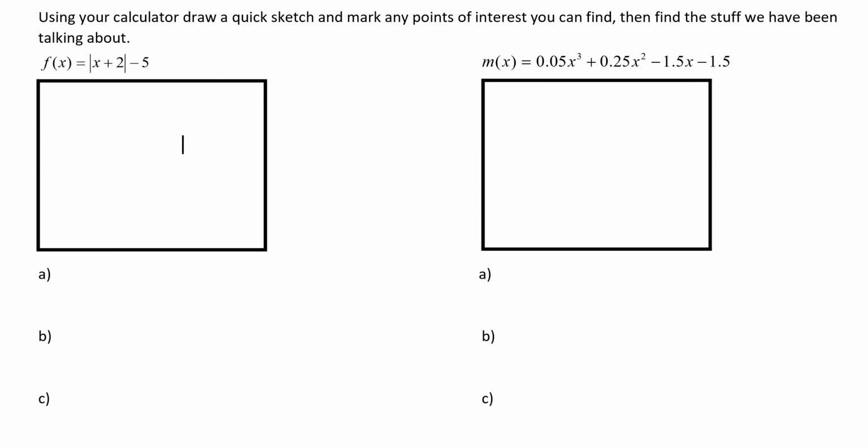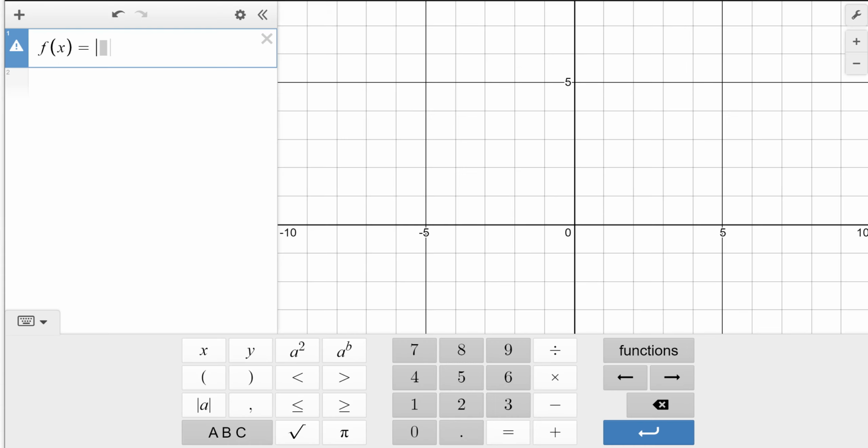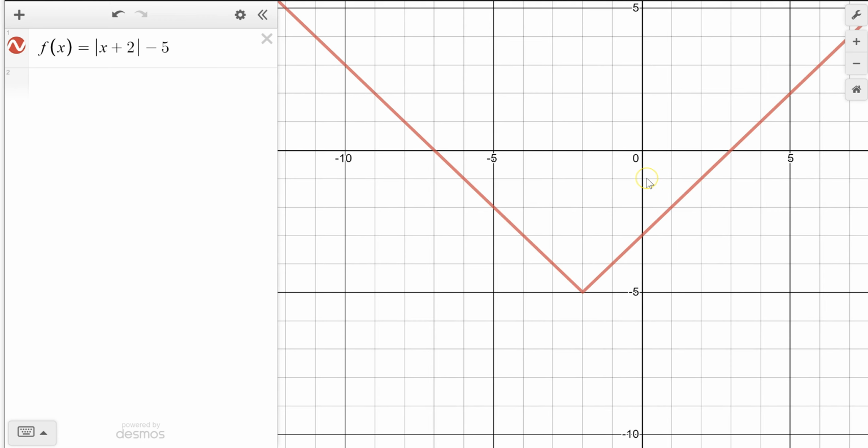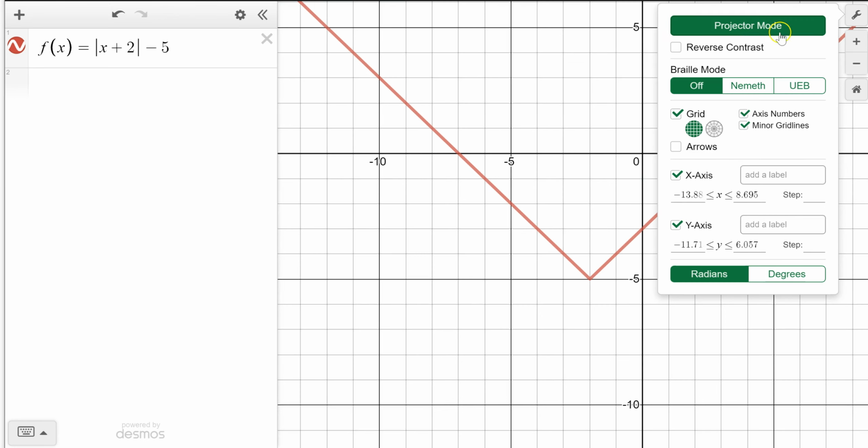So we can go back and look at what we have. x plus 2 minus 5. So x plus 2, and then you just scroll out, minus 5. And there's our graph. So now we don't even need everything else that's around there.